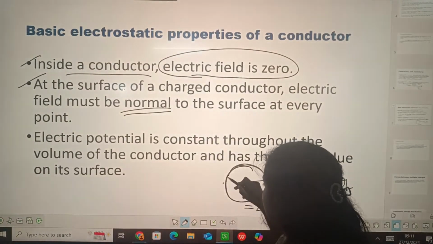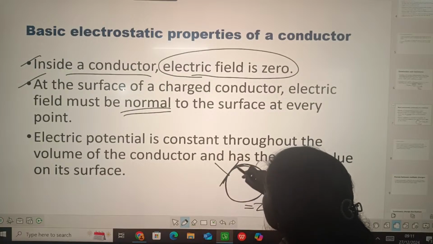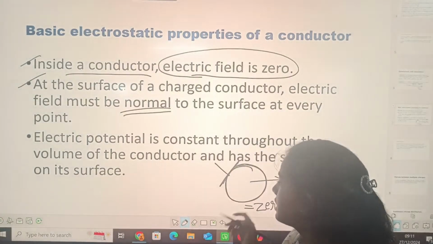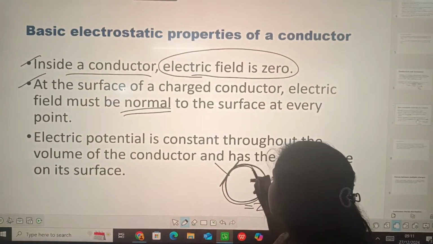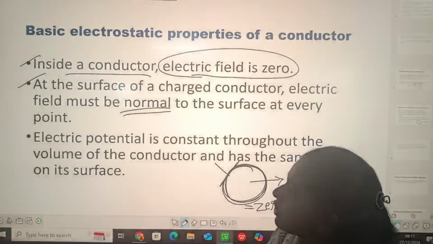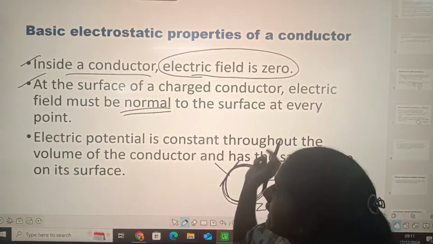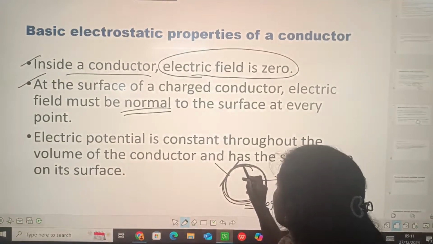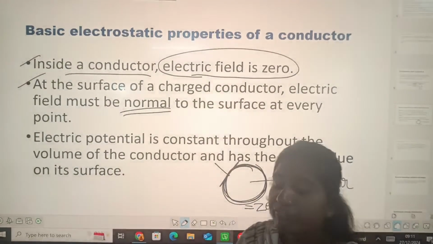The electric field is always normal, I mean normal means perpendicular. It is always perpendicular, or it is in the normal direction. So at the surface of a charged conductor, the electric field is always normal to that surface at every point.